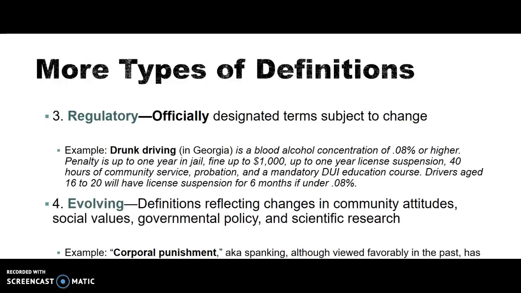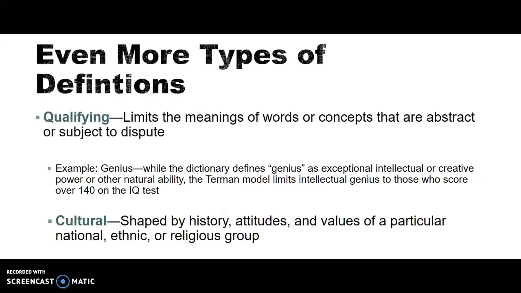Now, I'm not going to read all of this to you. You can look at the PowerPoint that's in your week 9 folder. Evolving definitions mean that the word has changed over time, that originally it meant this, but gradually over time it has come to mean this. And as you saw with the zombie example, the definition of a zombie has definitely changed over time. It has evolved.